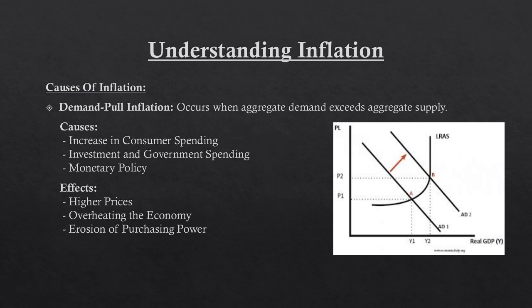Increase in consumer spending. When consumers have more disposable income due to factors like rising wages, low interest rates, or tax cuts, they tend to increase their spending on goods and services, leading to higher demand. Investment and government spending. Increased investment by businesses or higher government spending on infrastructure, healthcare, or defense can also boost aggregate demand, contributing to demand pull inflation. Monetary policy. Expansionary monetary policies such as lowering interest rates or increasing the money supply can stimulate borrowing and spending, further driving up demand for goods and services.